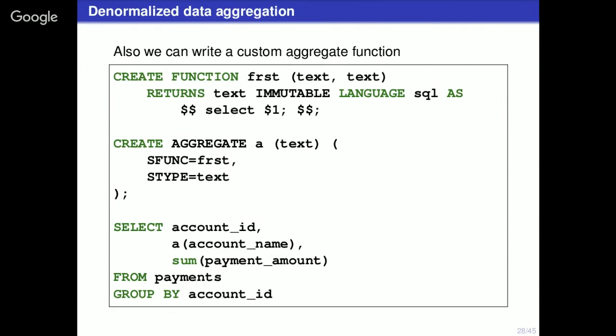The function named first simply returns its first argument. It's supposed to be our transition function. And the final function is trivial. And we construct the aggregate function named A and use it.